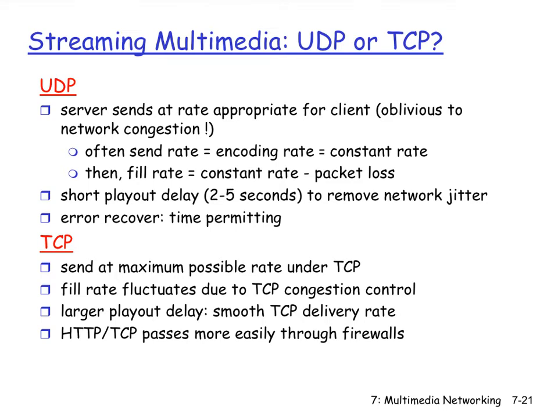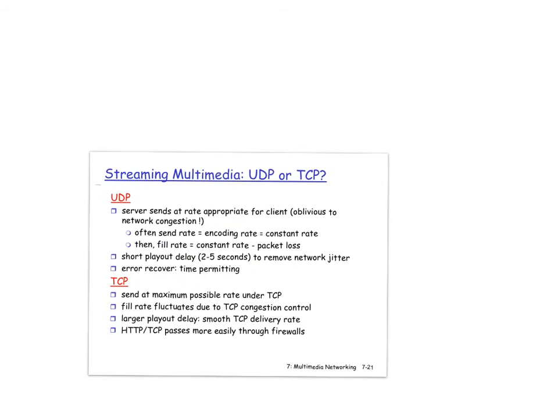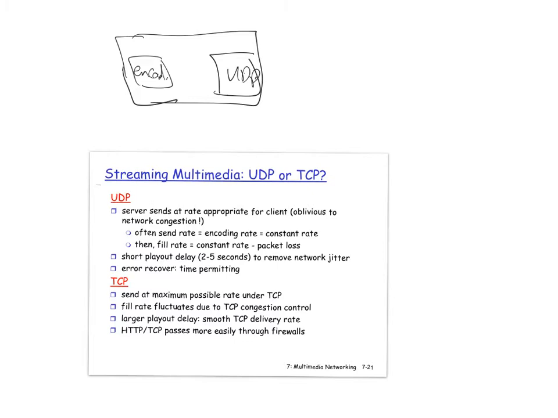Which means that for UDP, the transmission rate is equal to the encoding rate. Once the packet gets generated, it will be sent. Okay? Again, we'll just explain it. So this is the sender. This is the encoder. Okay? And this is UDP. Okay? So the encoder will send one packet to UDP.